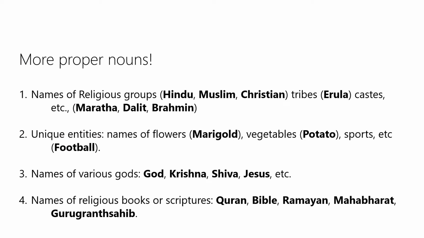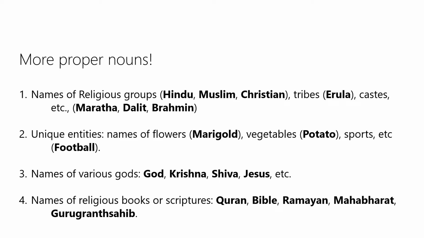Let's see what kind of words fall under the category of proper nouns apart from the dominant ones like the names of persons and places. Number 1, names of religious groups like Hindu, Muslim, and Christian. Names of tribes, for example, Irula, and names of castes like Maratha, Dalit, and Brahmin. Number 2, words for unique entities like names of flowers, for example, marigold, names of vegetables, for instance, potato, and names of sports like football and cricket.